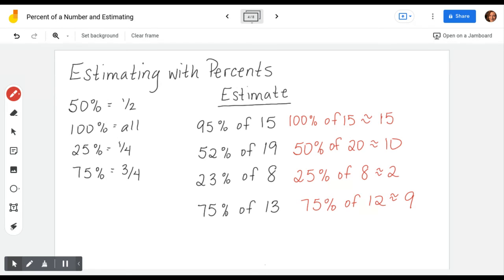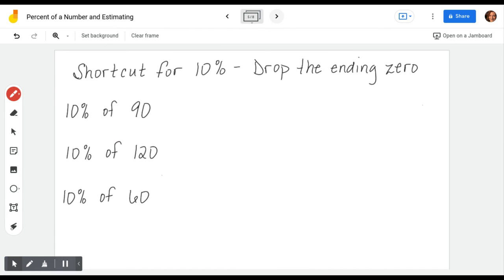There are more than just those 4 benchmarks that you need to think about, though. So the shortcut that you're probably going to use the most is when you have 10%, and then I'll show you what to do with multiples of 10. 10%, all you really need to do is drop that 0. It's the same thing as dividing by 10. When we divided by 100, we scooted twice to the left. When you divide by 10, you scoot once to the left. So all that happens is you drop that ending 0. 10% of 90 is 9. 10% of 120 is 12. 10% of 60 is 6.